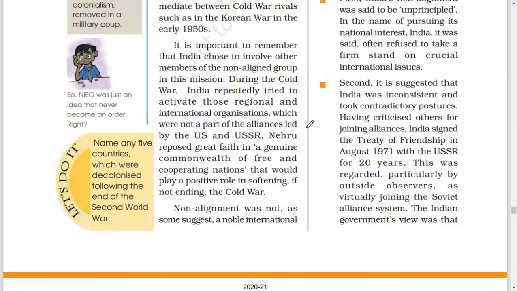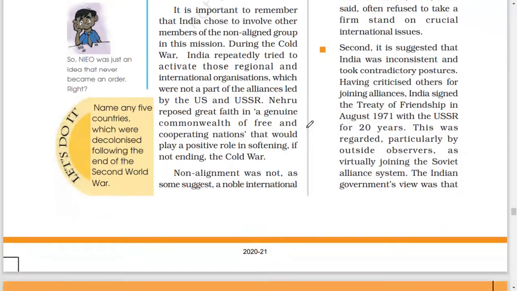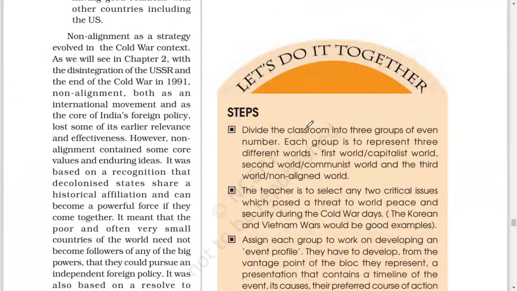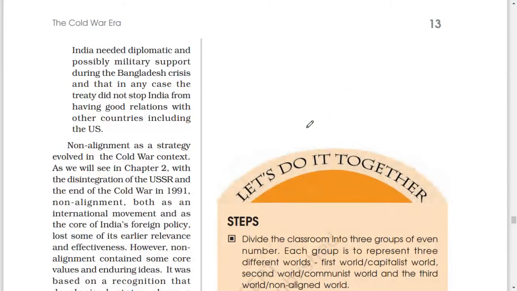Second, it is suggested that India was inconsistent and took contradictory postures, having criticized others for joining allies. India signed the Treaty of Friendship in August 1971 with the USSR for 20 years. This was regarded, particularly by outside observers, as virtually joining the Soviet alliance system. The Indian government's view was that India needed diplomatic and possibly military support during the Bangladesh crisis, and that in any case the treaty did not stop India from having good relations with other countries, including the US.